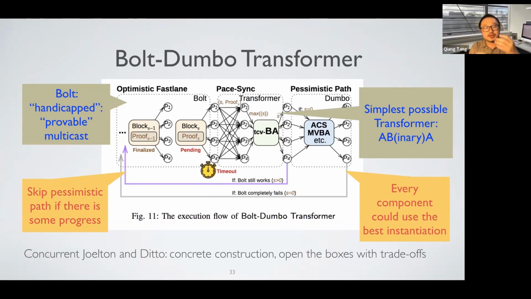One interesting note is that there is some concurrent work called Jolteon and Ditto from Facebook Novi. Novi doesn't exist anymore, but at that time their group also had a similar idea, trying to get a fallback for HotStuff directly. They have a very concrete construction optimizing the fallback mechanism, or what may be called an asynchronous view change protocol, for HotStuff directly. They opted for different trade-offs and have a different type of process. Of course, if you're interested, you can certainly also look at their result.